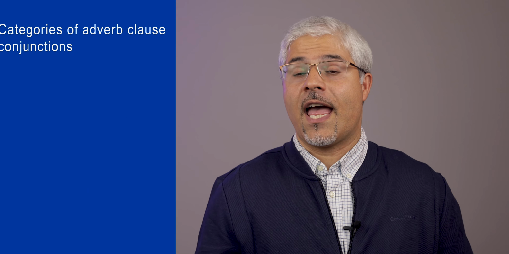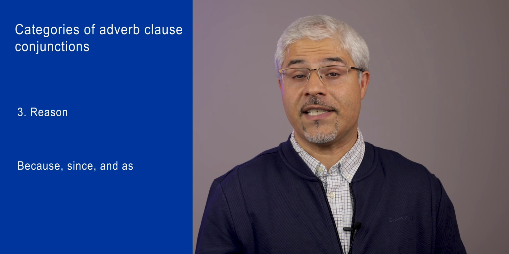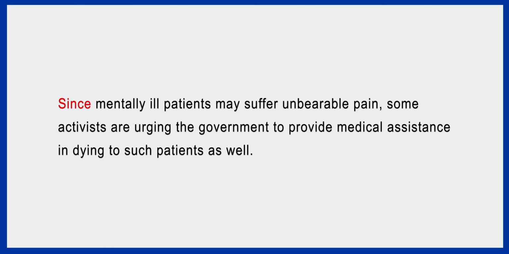Reason. The main conjunctions for reason are because, since, and as. Since mentally ill patients may suffer unbearable pain, some activists are urging the government to provide medical assistance in dying to such patients as well. Since and as mean because, so they can be simply used instead of because in the sentence.